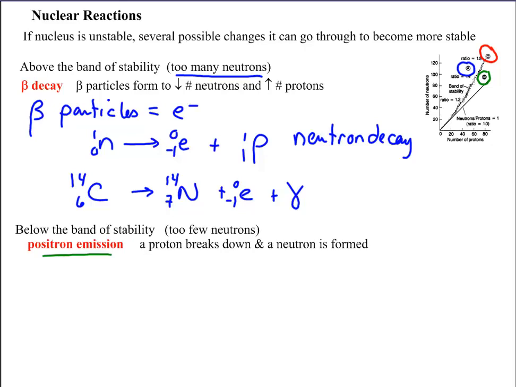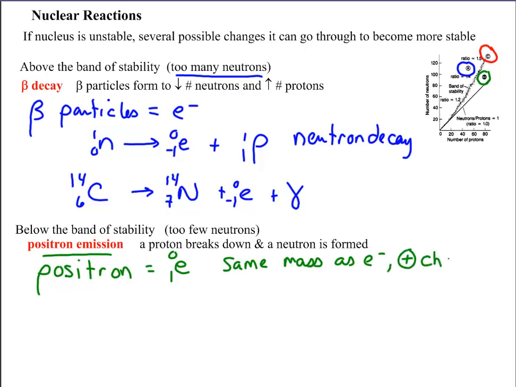The next type of radioactive decay we're going to take a look at are elements that are below the band of stability. These elements don't have enough neutrons. There are actually two ways that an element can try and become more stable. One way is positron emission. A positron is the same mass as an electron but has a positive charge. It comes from the nucleus and it is a result of a proton breaking down and a neutron being formed. So positron emission decreases the atomic number of an isotope without changing its mass.